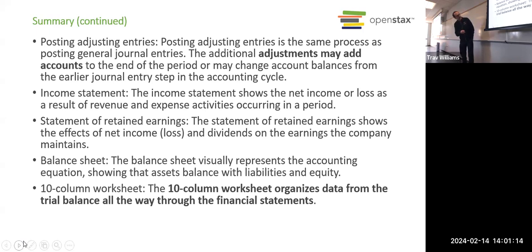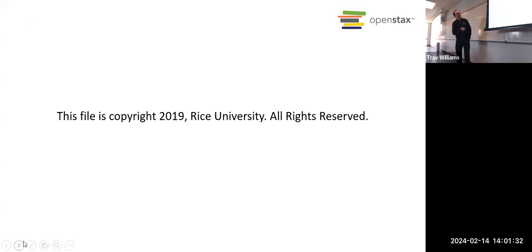Let's see, what else? We also looked at the 10-column worksheet, right? Where you can have both your unadjusted and adjusted trial balances, the adjustments in the middle, your income statement, and your balance sheet, all on one document. So that is it. That is everything we covered. All right, and we're done with chapter 4.